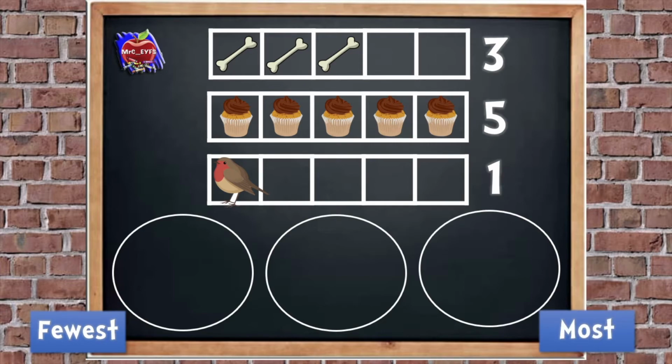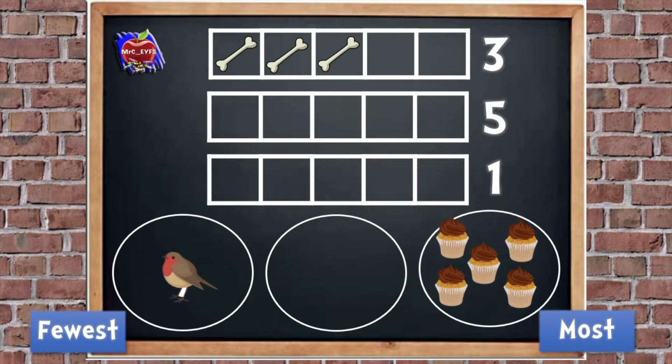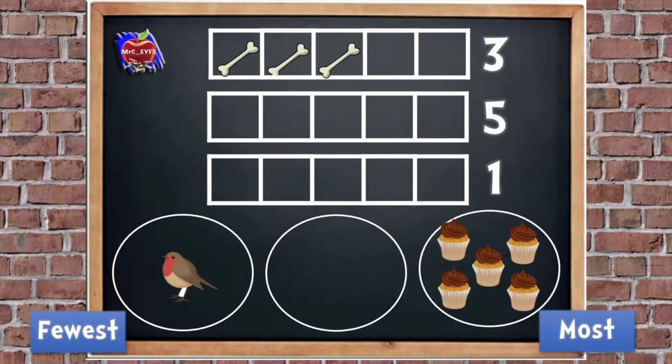So which group had the fewest? Yeah, it was the robin. So let's put the robin in the first box. Right, so which group had the most? Yeah, it was the cakes. So let's put the cakes in the last box. So that means that the bones can go in the middle.